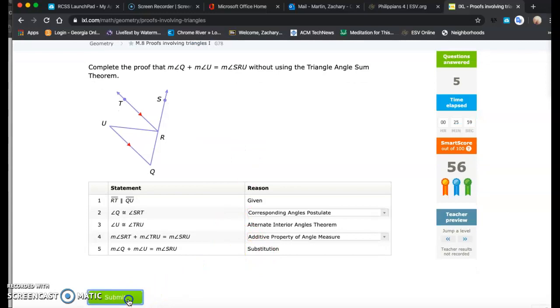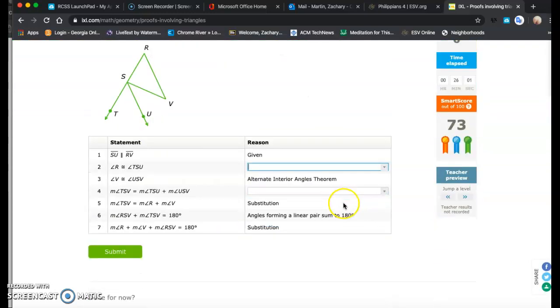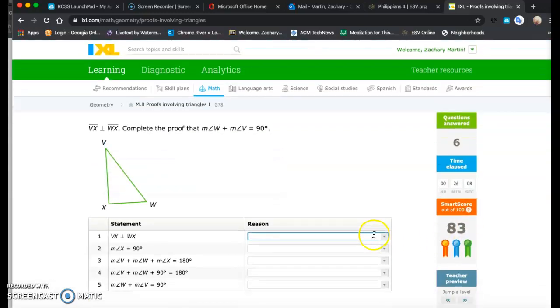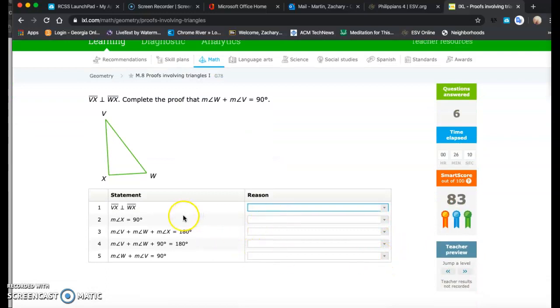So let's submit. Let's see what happens. Fantastic. We're in good shape. All right, so another one where you have two reasons. Let's jump a level. I have the opportunity to jump a level. Look at this one. We don't have anything. We have to come up with all the reasons.